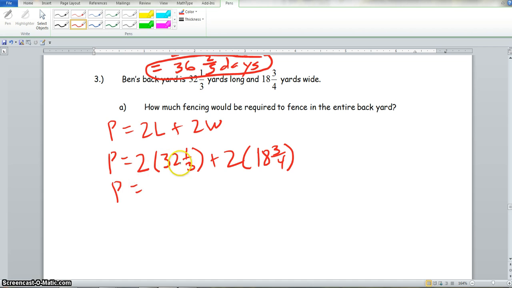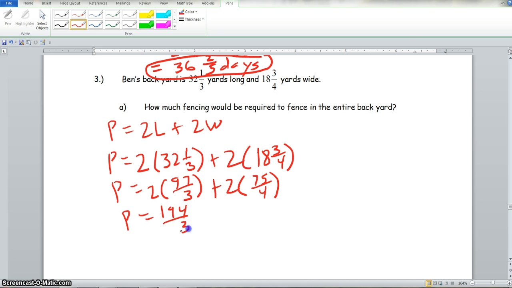Now, we would change these mixed numbers to improper fractions. This will give us 97/3, because 32 times 3 is 96 plus 1 is 97. 18 times 4 is 72 plus 3 is 75, all over 4. Now, when we multiply this, this will give us 194/3 plus 150/4, because remember, these 2's are really over 1. So now we have 194/3 plus 150/4.